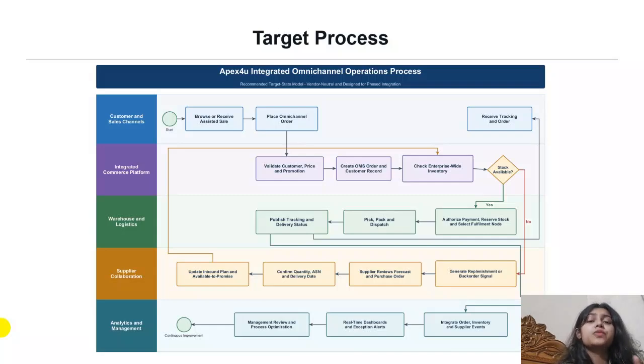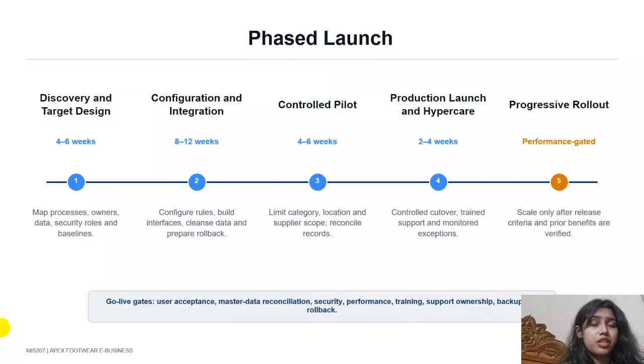Next, phased launch. We do not recommend implementing everything at launch. Instead, we propose 5 phases. Phase 1, which is discovery and target design, taking about 4 to 6 weeks. Phase 2 is configuration and integration, taking about 8 to 12 weeks. Phase 3 is a controlled pilot for about 4 to 6 weeks. Phase 4 is production launch and hypercare, taking about 2 to 4 weeks.